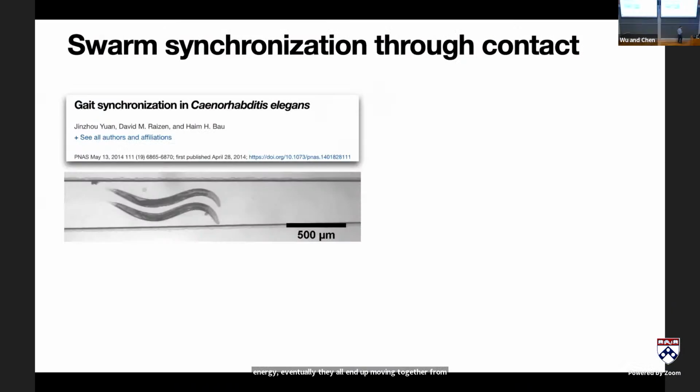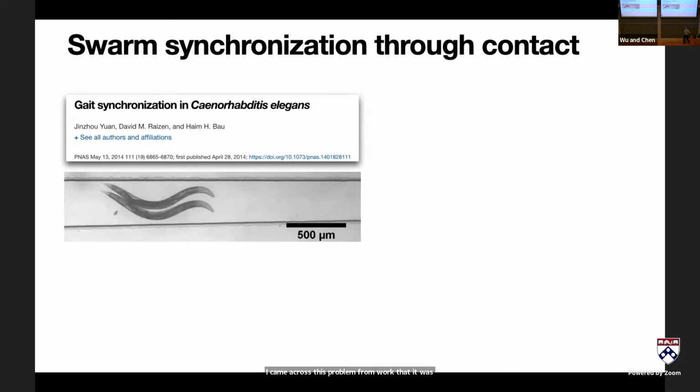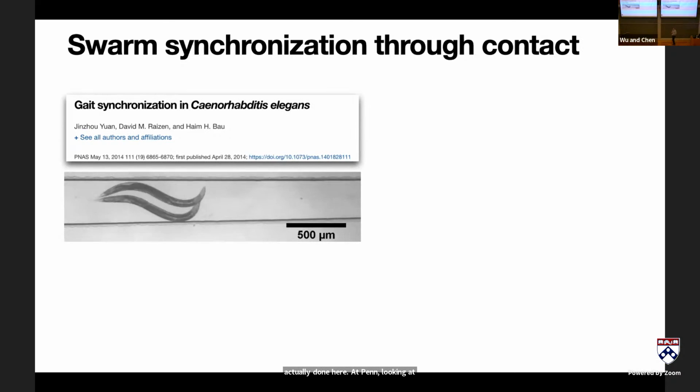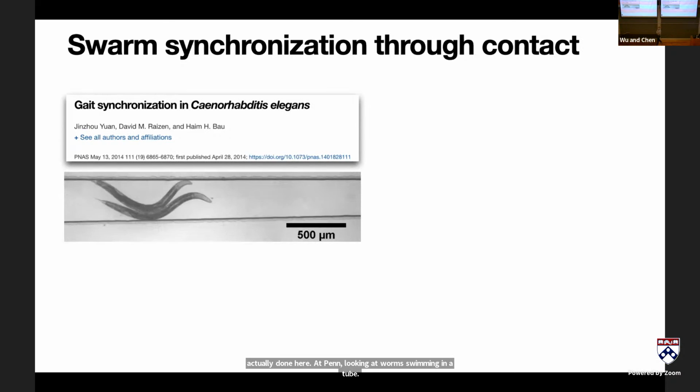I came across this problem from work that was actually done here at Penn, looking at worms swimming in a tube. These are C. elegans worms. They put them in a pipette and they found that when they're separated, they swim at different phase offsets, and when they come together, they swim at the same phase. So they synchronize their gaits by swimming. They did all these genetic knockouts to remove touch sensing, to remove any kind of chemical sensing. The worms don't know that another worm is there. They always synchronize their gaits.